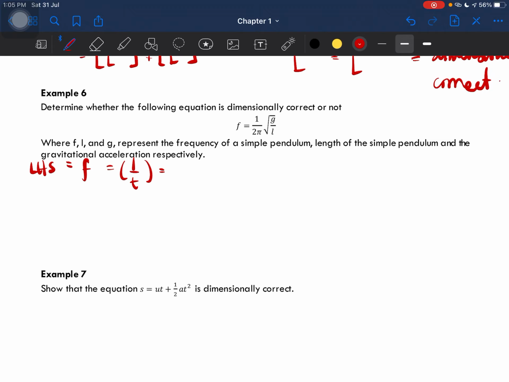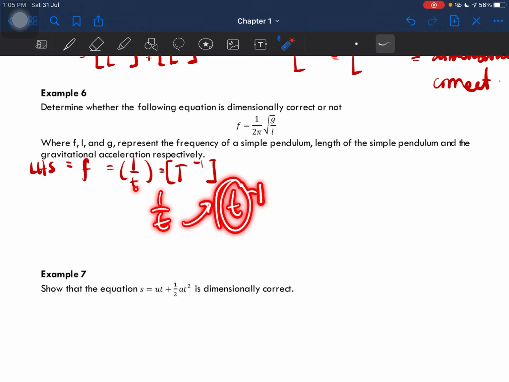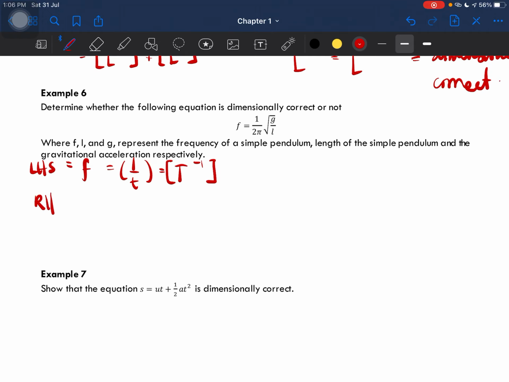Alright, so 1 over t is equal to t negative 1. Its dimension is t negative 1. Can you understand why? Because now it is 1 over t, we are doing this t negative 1. And then the dimension of t, which is time, is capital T. Okay? Alright, next is the right hand side. So the right hand side, from here we know that 1 over 2 pi is dimensionless. And then the right hand side, we only have G over L.